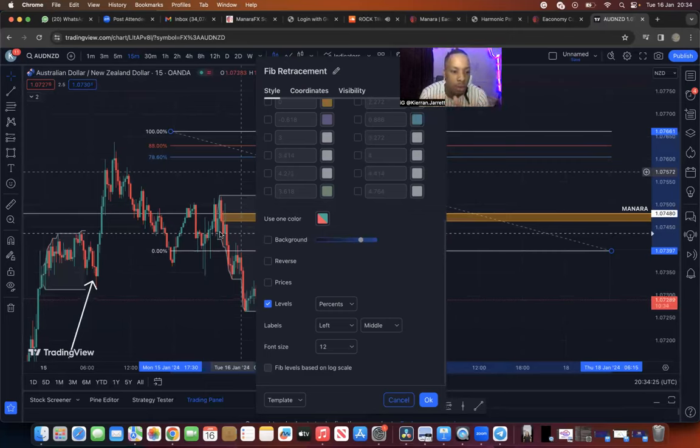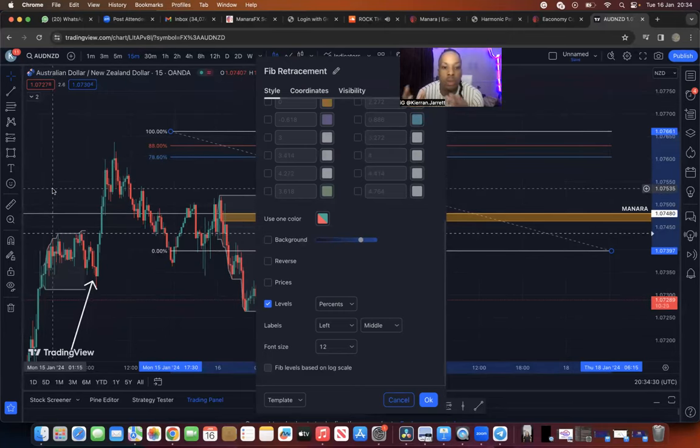Promise. Okay. Do we look for an institutional candle? Yes. Always look for an institutional candle that's close to the Manara entry.